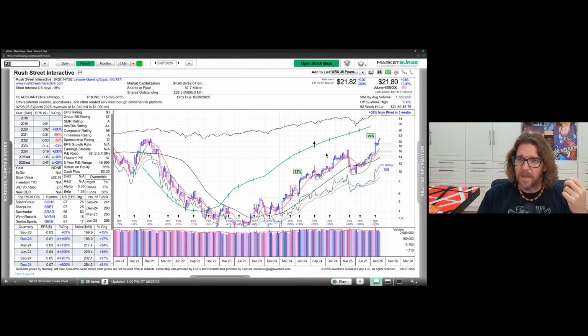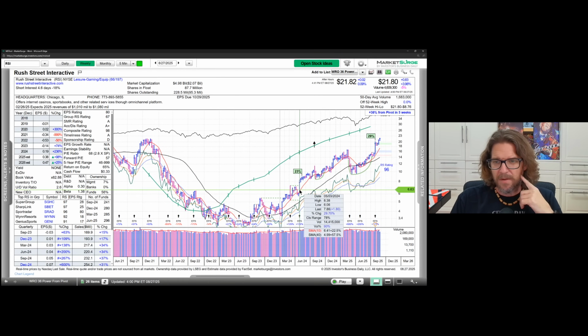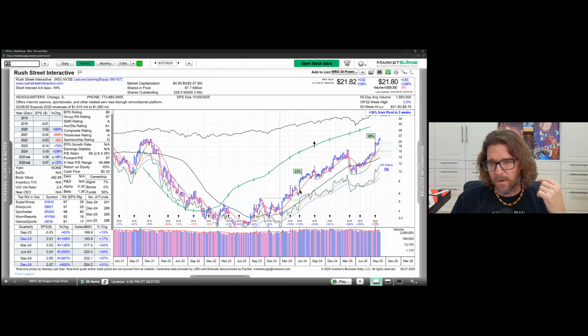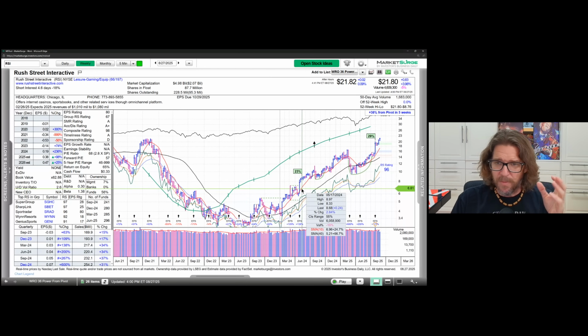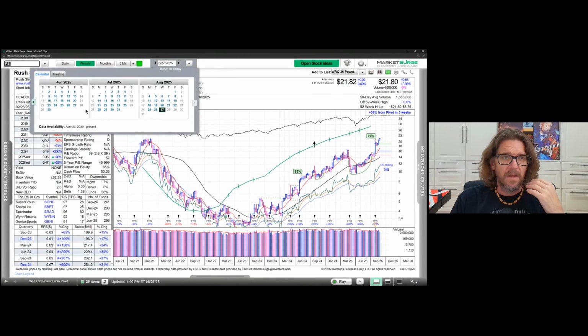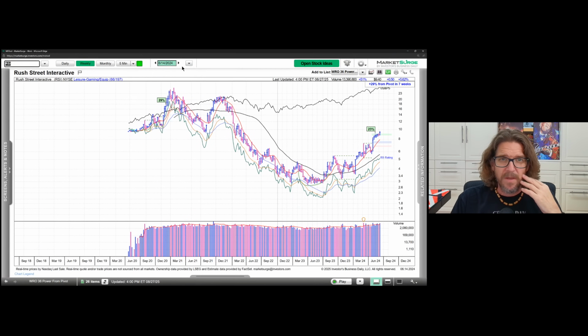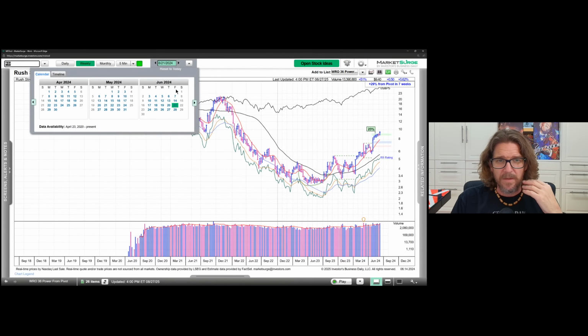So here's Rush Street. You can go back to this base over here that it broke out of on May 3rd of 24, and you can see, okay, on the 3rd week, it was up 23%. So at that point, you're saying, okay, I got to hold this for 8 weeks. So that's 1, 2, 3. Well, let's just go there. Let's go out to about here, 14. Okay, that's 7 weeks. I need to go out 1 more week to the 21st.